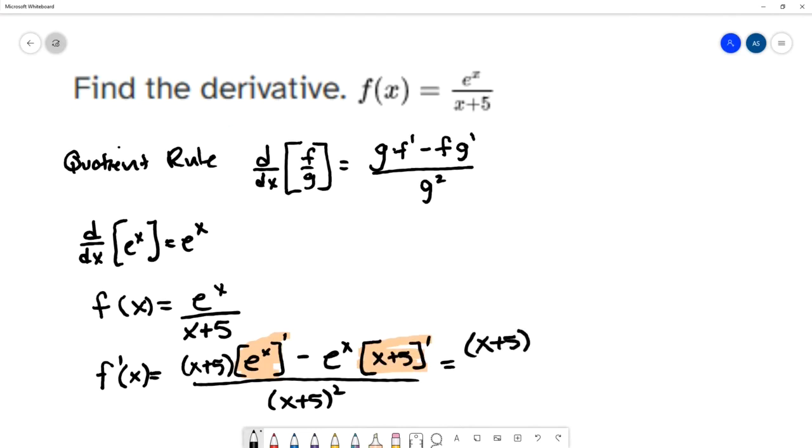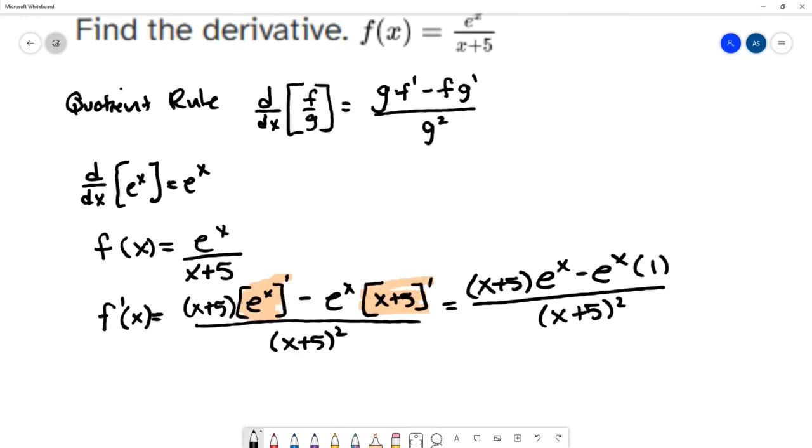The derivative of e to the x is e to the x. And the derivative of x is 1, and the derivative of 5 is 0. So the derivative of x plus 5 is 1. I'm copying the rest of this down.